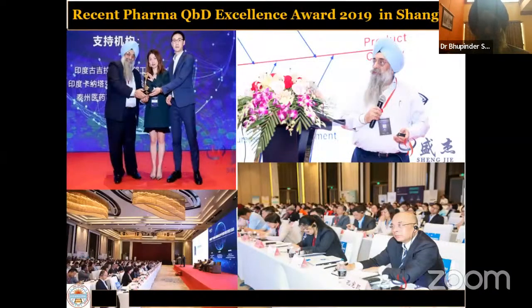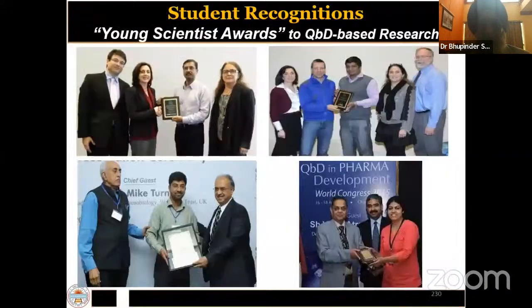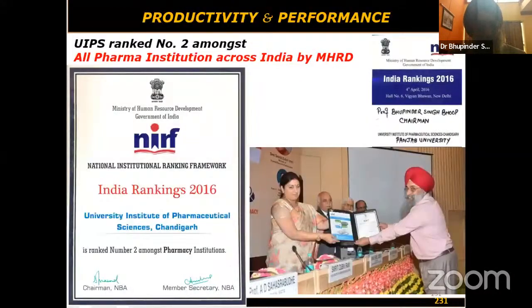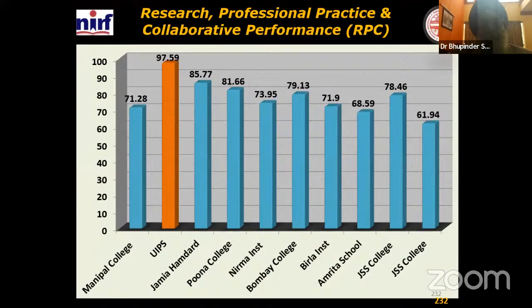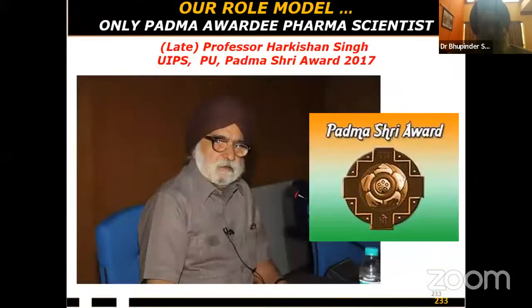Recently, in 2019, in China, Shanghai, the Outstanding QBD Scientist Award was bestowed upon me. These are some of the awards bestowed upon my students, particularly on QBD, from the American Association of Pharmaceutical Sciences, BEXI, and Select Biosciences, and UIPS getting second rank in NIRF. We are maintaining that stand, and we are amongst the top institutes as far as research performance is concerned. We tend to emulate our great predecessors, Professor Kishan Singh ji, whom we lost 2 years back in 2020 March.